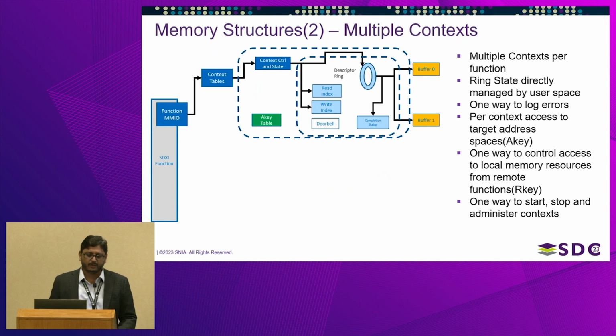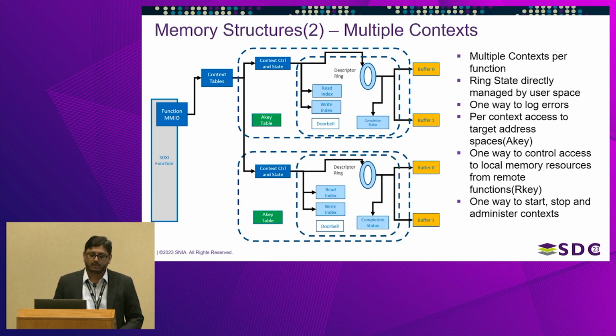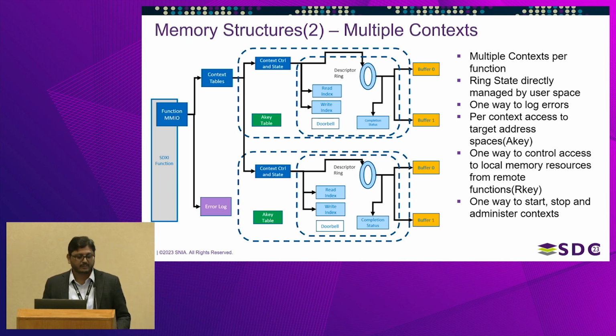This is just getting a little bit deeper into those structures, but multiple contexts can be managed by one function. The context tables basically point to different context level structures, and each of the contexts may have its own ring and address access key table. If you noticed, there is one error log for each function. That's why the privileged software needs to look at it. And then one R key table to allow for remote functions to access the local resources. Again, one way to start and stop and administer all these contexts. So that's the architected way that has been put into the spec.